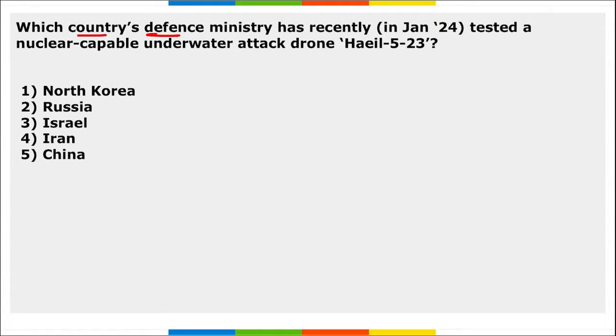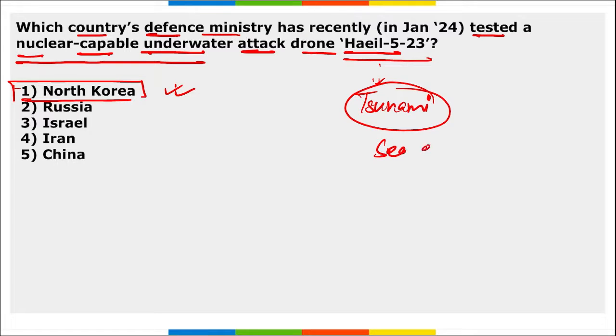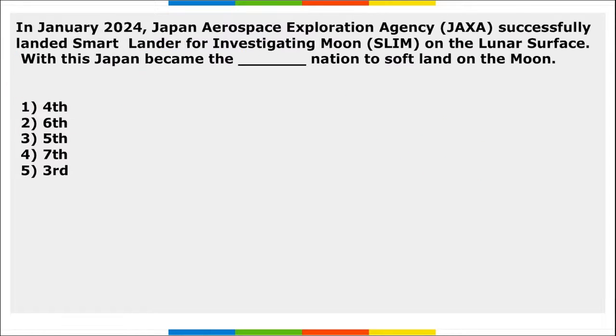Next, which country's defense ministry has recently tested a nuclear-capable underwater attack drone, Haeil 5-23? It is North Korea. I repeat, North Korea's defense ministry has recently tested a nuclear-capable underwater attack drone Haeil 5-23. Haeil means tsunami, correct? And this is also known as the Sea of Japan.